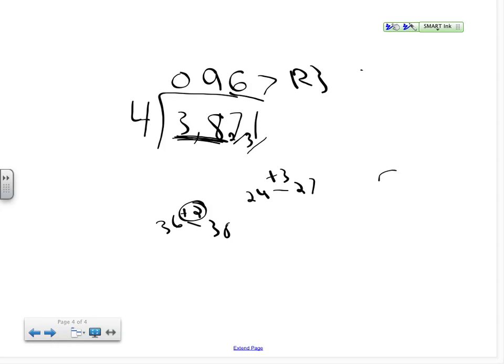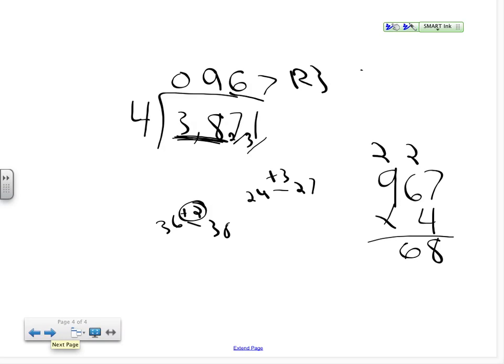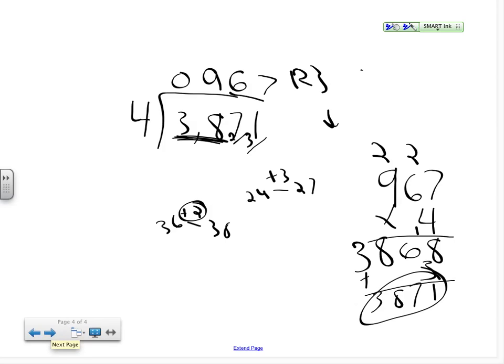Again, I can check it by taking my answer times how many people. 9 times 4 is 36, 37, 38. And then adding my remainder, 8, 9, 10, 11. And it should match my original number, which it does. So I know I am correct.